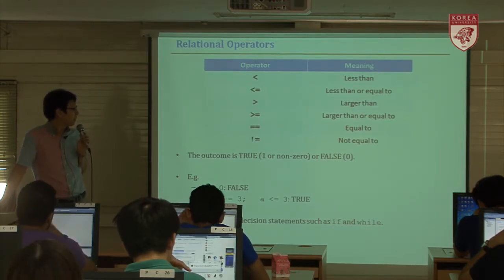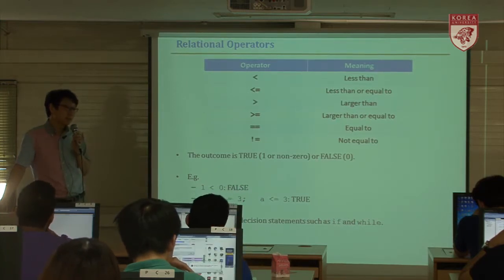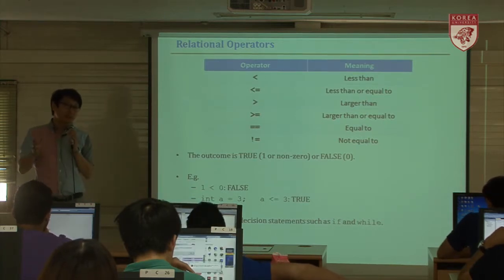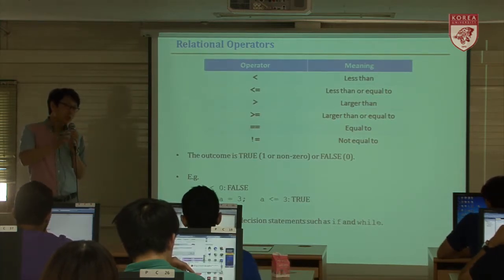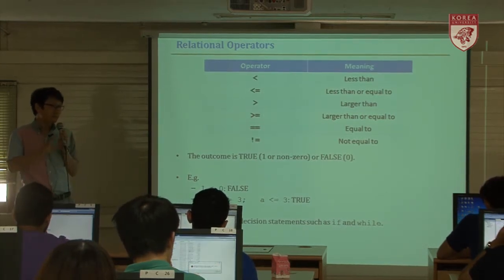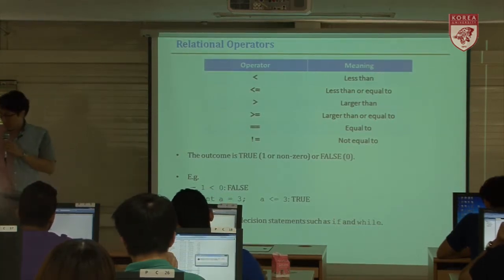These relational operations are usually used for decision statements. So there's the if statement. If means if something is true, then there are branches. Within this if statement, it tells which value is larger or which value is the same, or something like that.